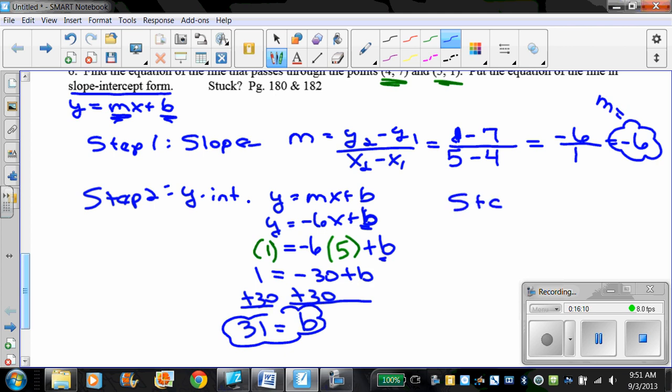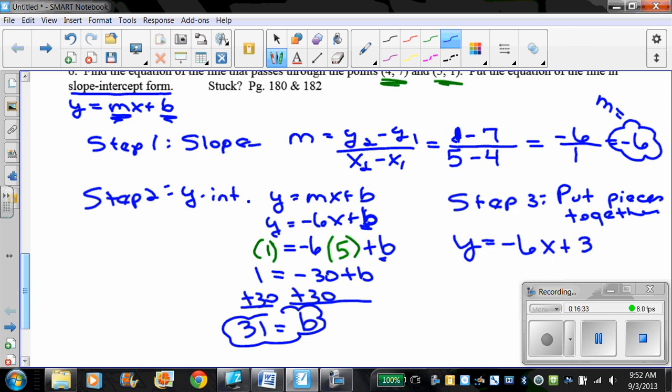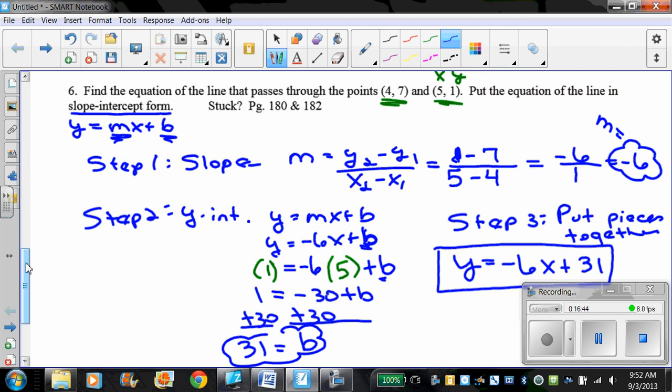It's putting your pieces together. Step 3 is put your pieces together. Okay, so y equals, instead of m, we're going to put in that negative 6, x plus, instead of the b, 31. Now, if you were to graph this line, and we'll be doing this a lot throughout the year, you would find that the two original points, 4, 7 up here and 5, 1, are two points that are on this line.